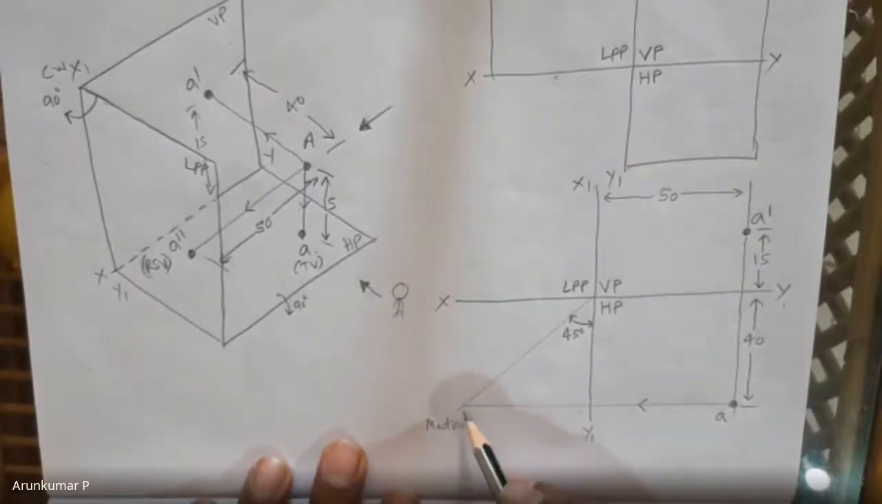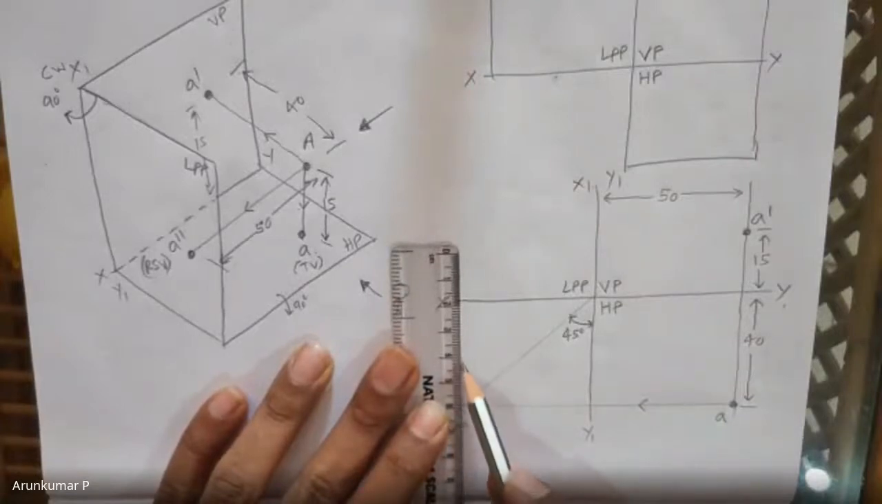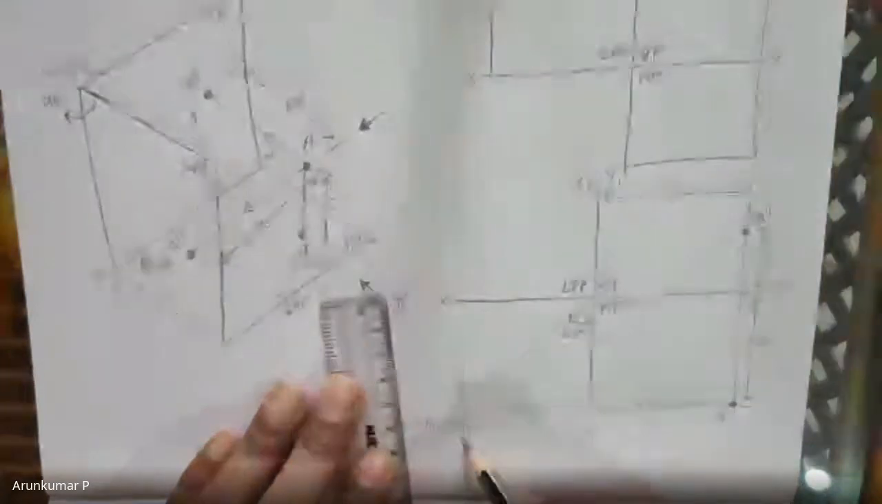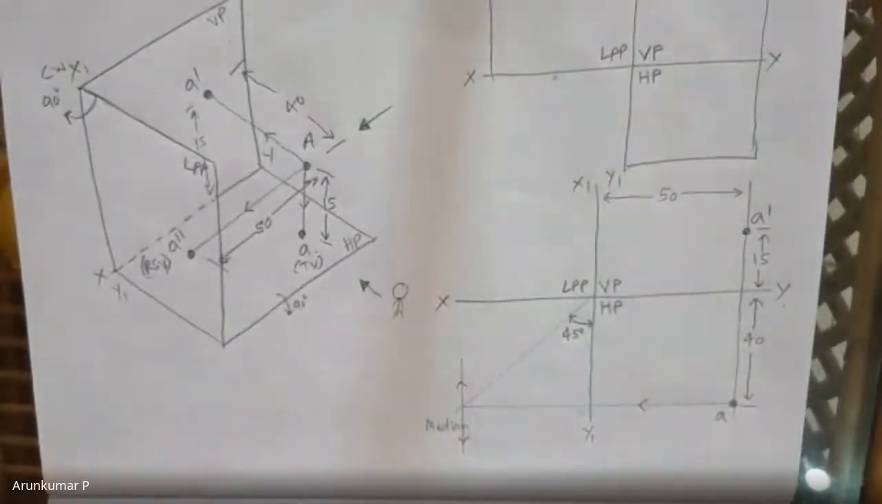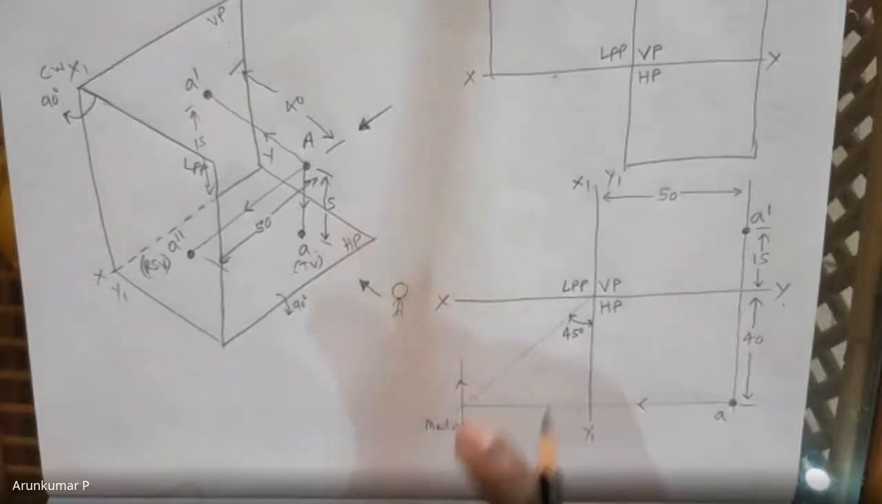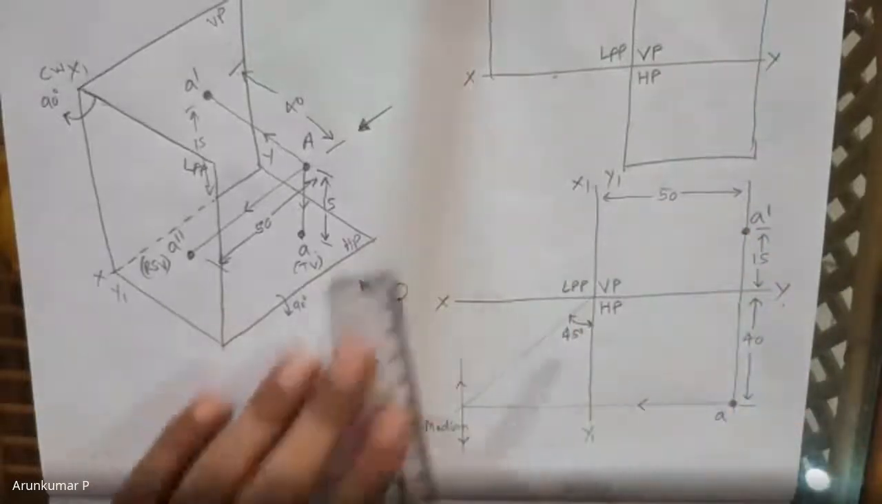Now, where it intersects the median line, from here you have to decide whether you should go up or down. You want to go up or you want to go down. This decision will be based on where your front view is. If it is above, you need to take the projection above. If it is below, you need to take the projection below. In this case, the front view is above, as you can see. So you need to take the projection up.